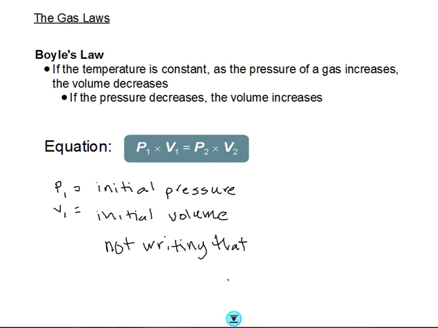this final volume. Not writing that. Okay, you're not writing that.